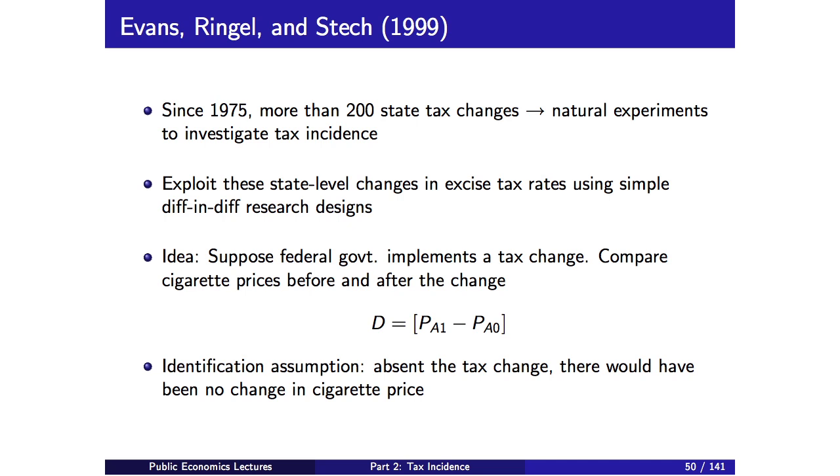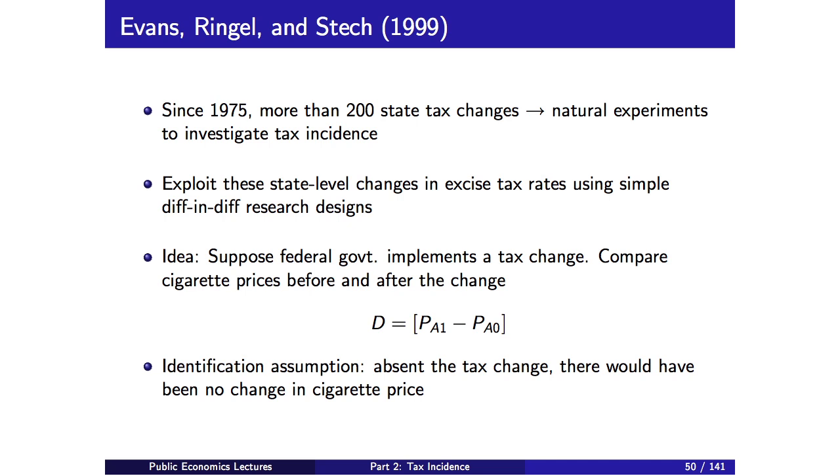So what's the most basic idea? Let's think about the federal tax change. Suppose the federal government implements a tax change, like it did in 2009. What's the simplest possible estimator with that research design? Let's compare prices before and after the change, right? P_A1 minus P_A0 in this notation.